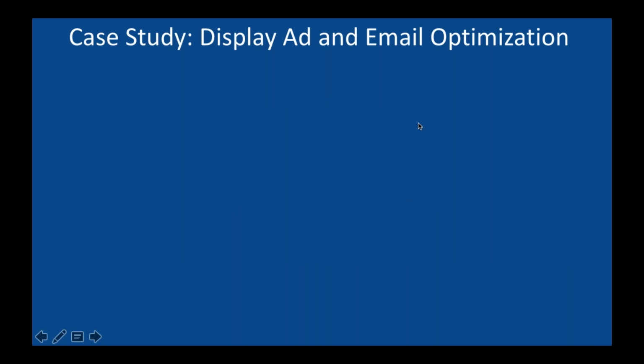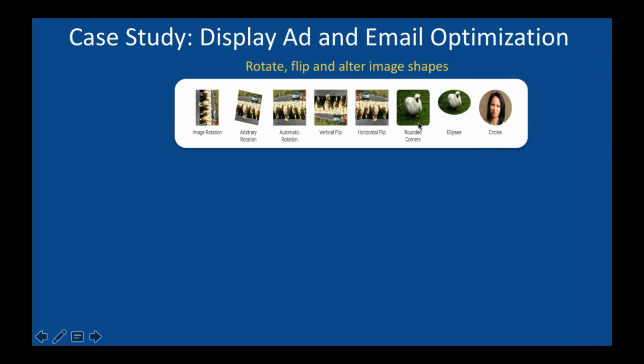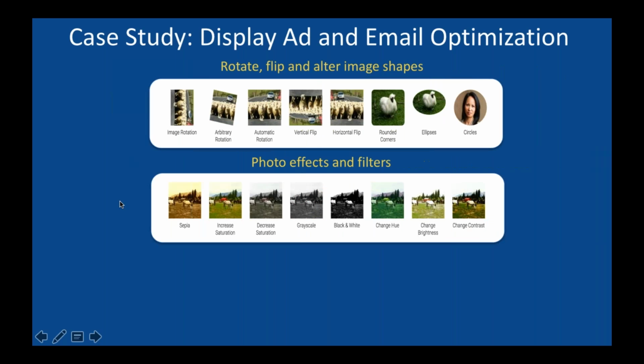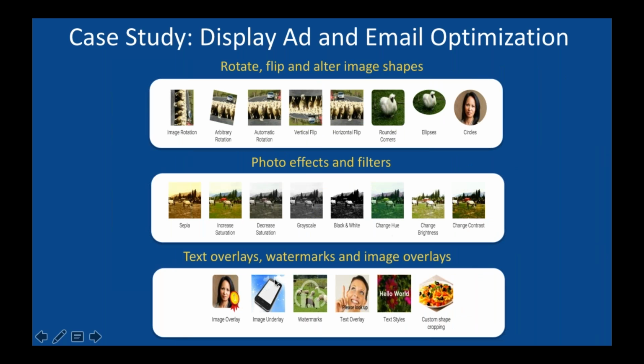A high-minded taste. But there's lots of other things that you can do, right? So rotate images, flip, change the shape, round the corners. There's photo effects and filters. You can combine these in any sort of way that you want. Text overlays, watermarks, image overlays, custom shaping, and there's hundreds of more different things that you can do.